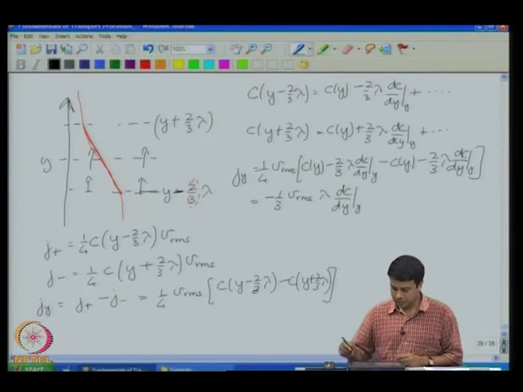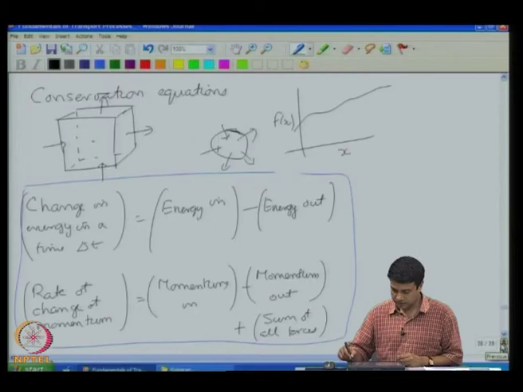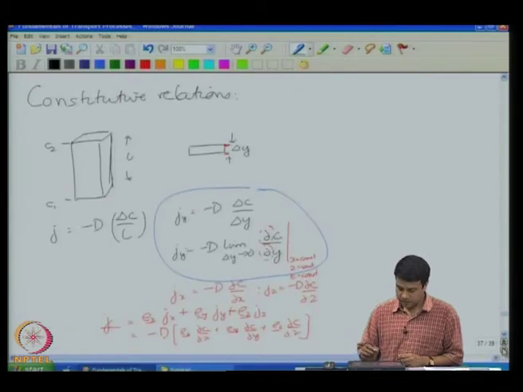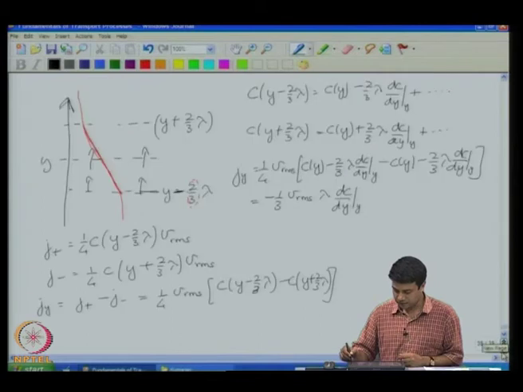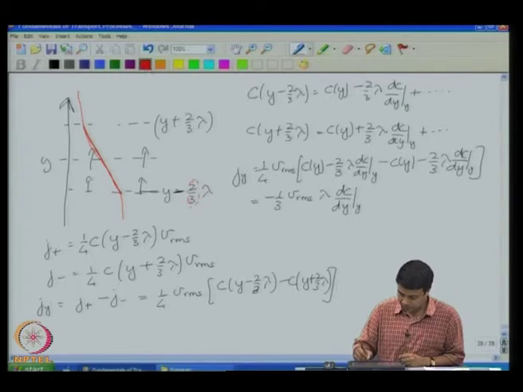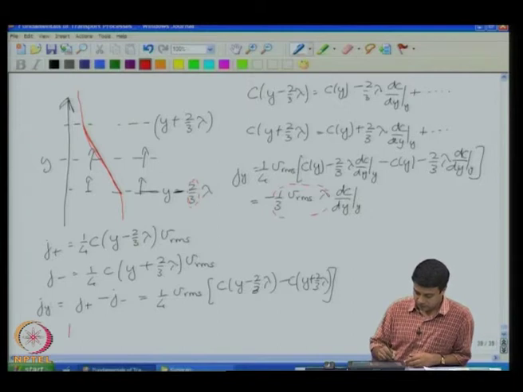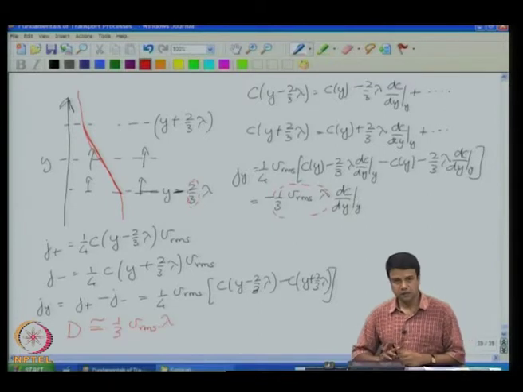Compare with the flux equation that we had got in the previous lecture. In the previous lecture, we got Jy is equal to minus D times dc by dy. D is the coefficient in front of the concentration gradient. Concentration gradient here, flux here, the coefficient in between is the diffusion coefficient. Therefore, the diffusion coefficient in this case will be 1/3 Vrms times lambda.